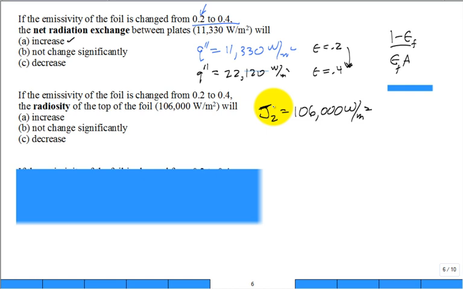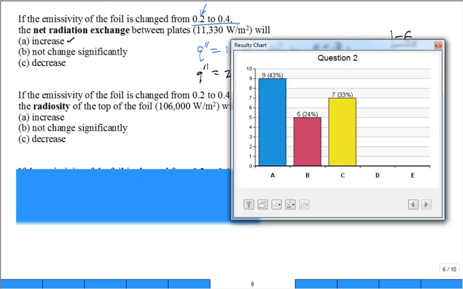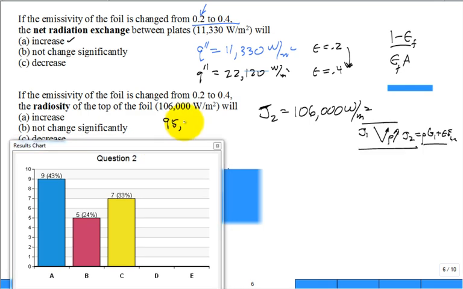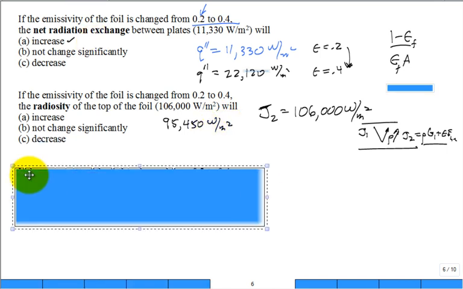Oh, polling stopped, right? Did I start it even? Yeah. It stopped? Okay, well, let's take a look at it. Well, we're guessing. It's not an easy problem. It's really a hard problem. But let's take a look at it. It goes to 95,450 watts per meter squared. Let's try another question.